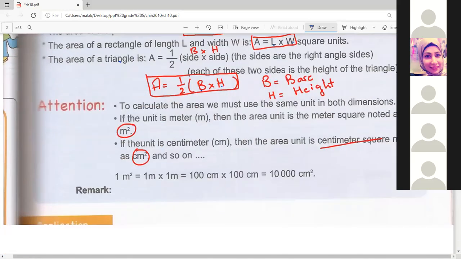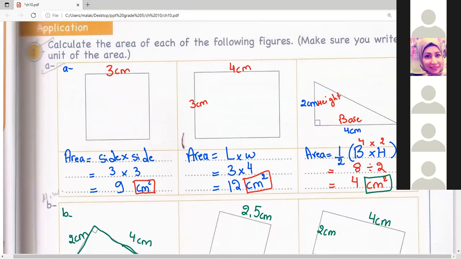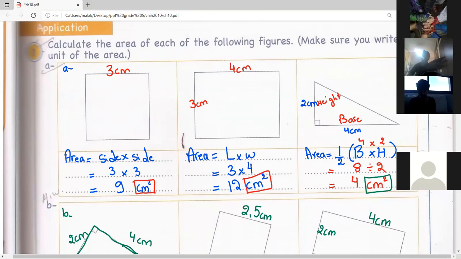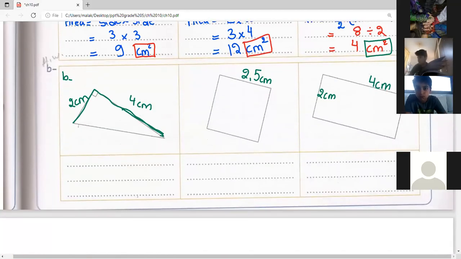Bravo. Good morning, Luna. Did you check yesterday, ya Luna, the recorded Zoom period? Yes, sorry, yesterday I didn't attend. Yes, because you were absent yesterday and we explained a new lesson. So did you check the recorded Zoom period? Yes, I memorized the areas.